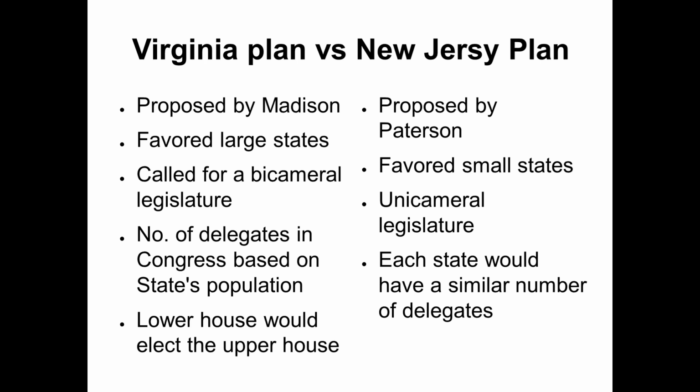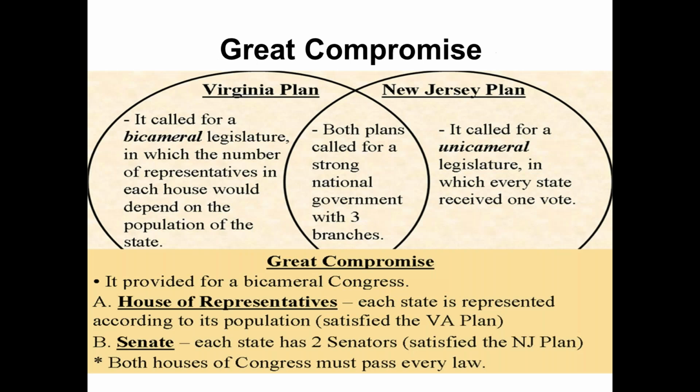Whereas the New Jersey plan was proposed by Patterson, it favored small states and a unicameral legislature. Like in India, we have a bicameral parliament. We have both houses, Lok Sabha and Rajya Sabha, the upper house and the lower house. Similarly, there are two houses in America, but the New Jersey plan wanted a unicameral legislature where each state would have a similar number of delegates. Again, this is known as the great compromise. You can see the Venn diagram on your screen: the Virginia plan and the New Jersey plan.